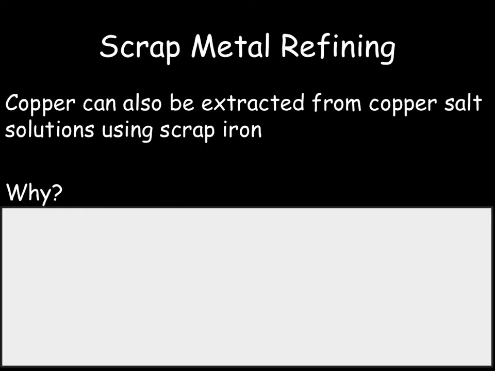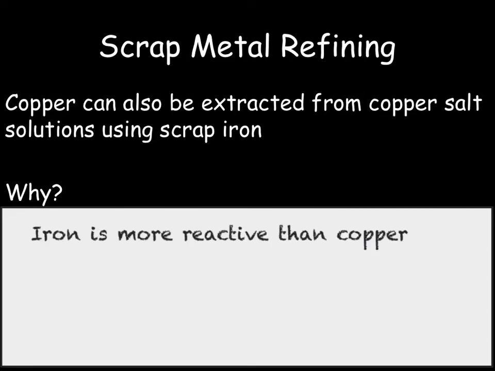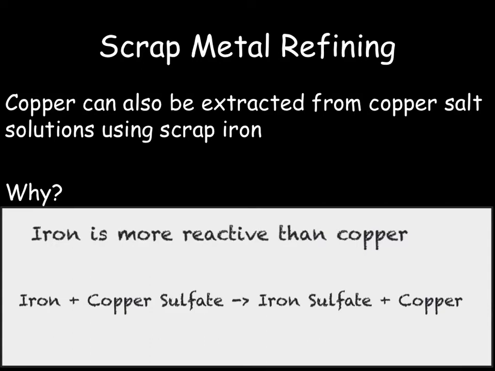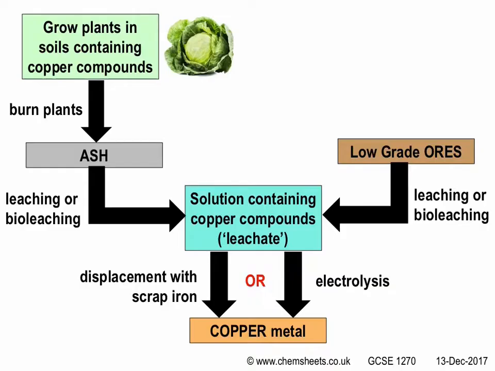We can also use scrap metal refining. In this, copper can be extracted from copper salt solutions using scrap iron. Why? Well, simply because iron is more reactive than copper, so it can displace it. For example, copper sulfate plus iron will form iron sulfate and leave us with our pure copper.